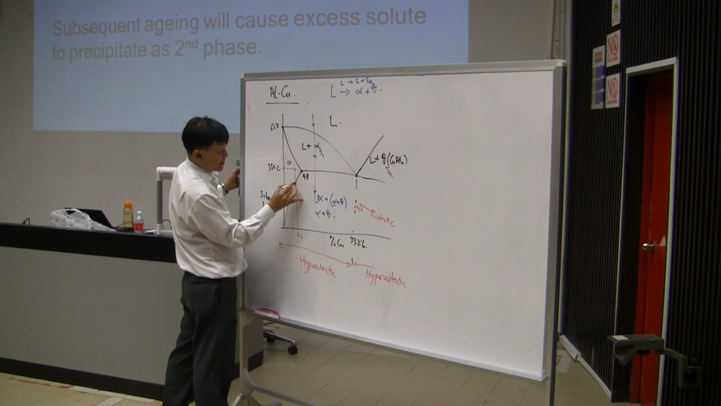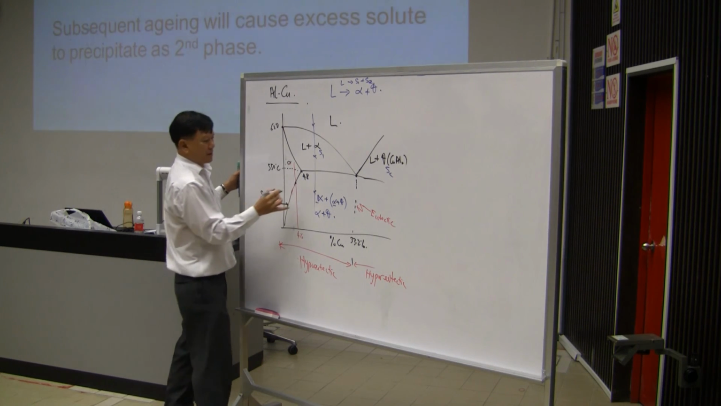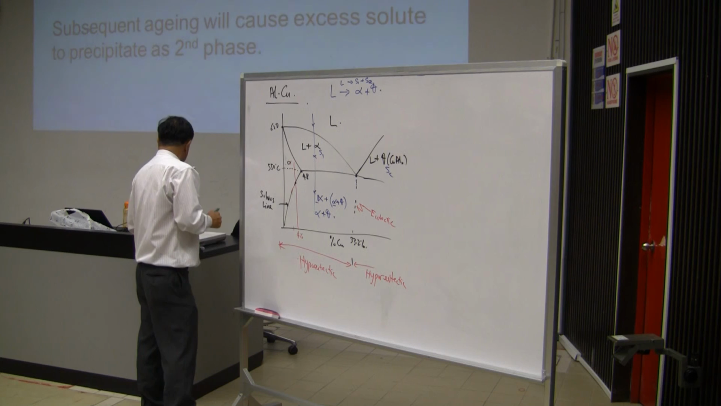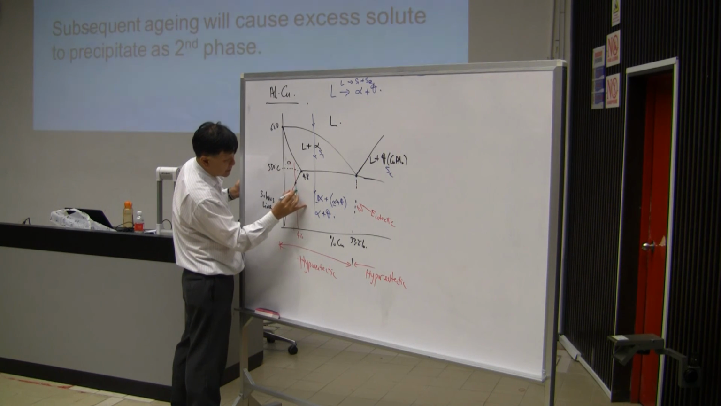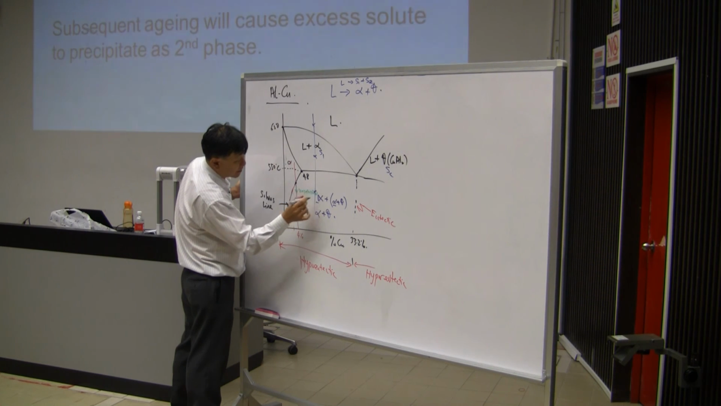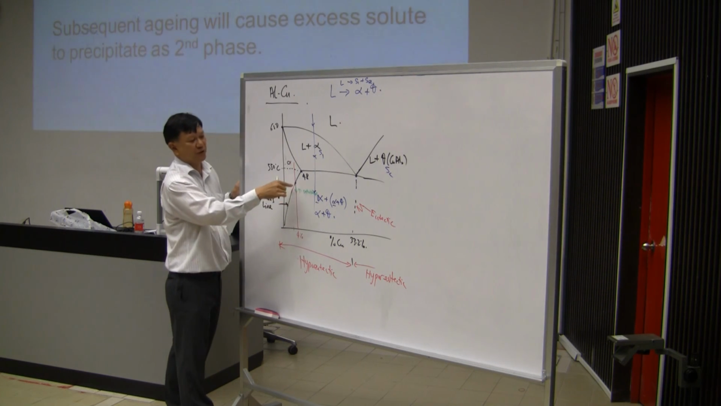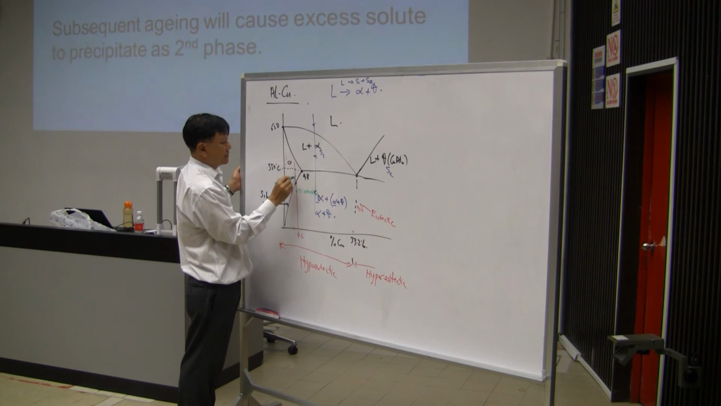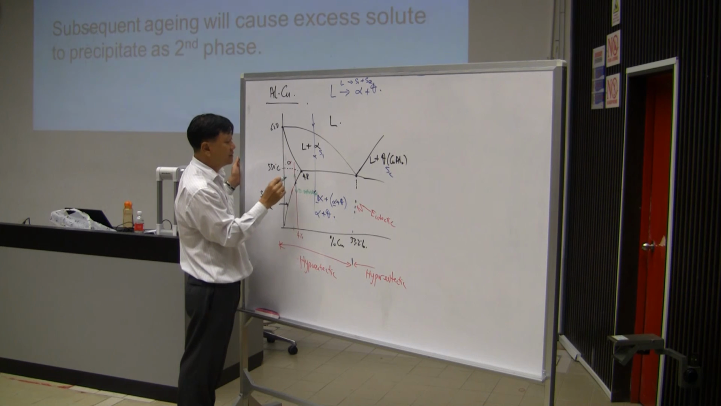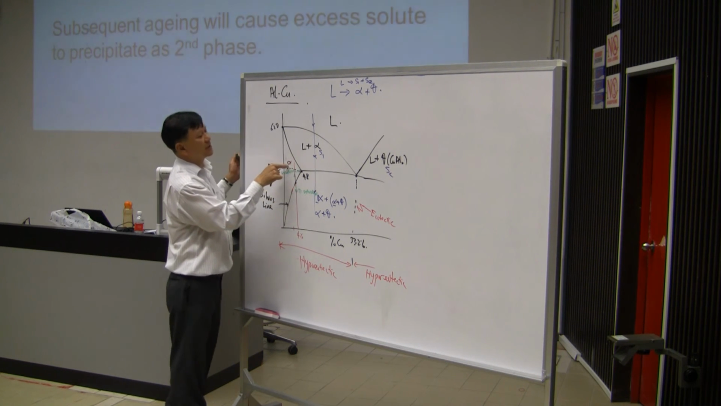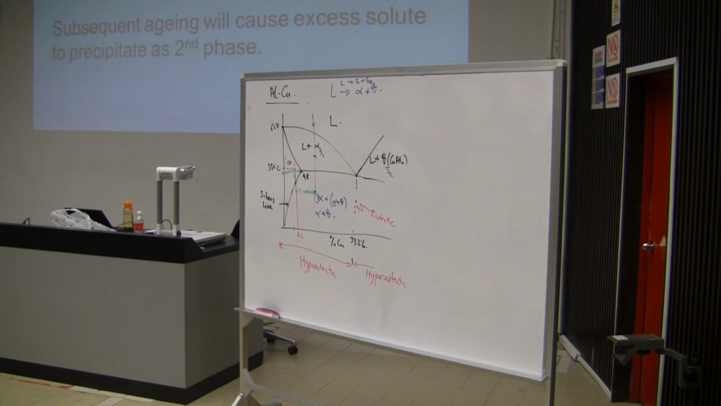You see this point here, alright? Below here will be what? Saturated. Below the solvus line is saturated. Okay? Above here, this point here, above the line will be what? Unsaturated. Meaning this solid solution is unsaturated.